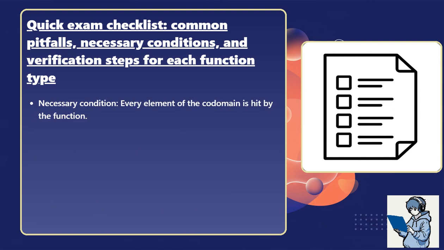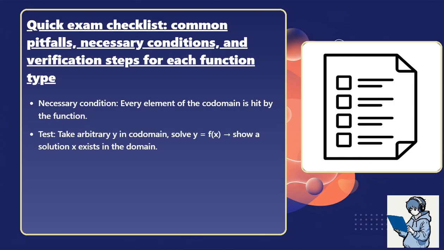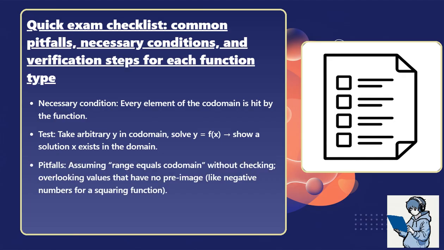Surjective, or onto. Necessary condition: every element of the codomain is hit by the function. Test: take arbitrary y in the codomain, solve y equals f of x, then show a solution x exists in the domain. Pitfalls: assuming range equals codomain without checking, overlooking values that have no preimage, like negative numbers for a squaring function. Bijective: must satisfy both checks above.